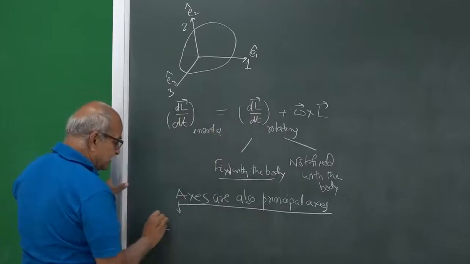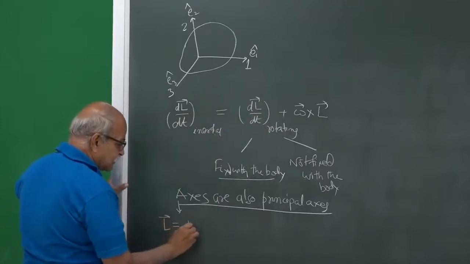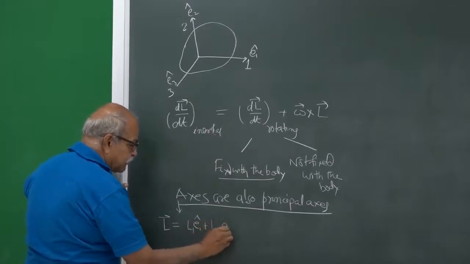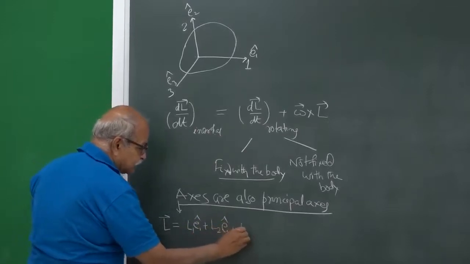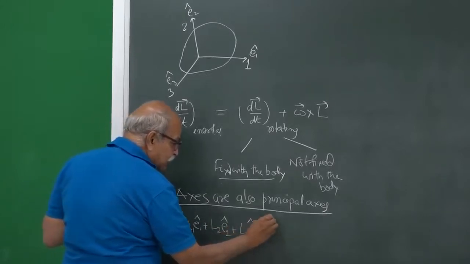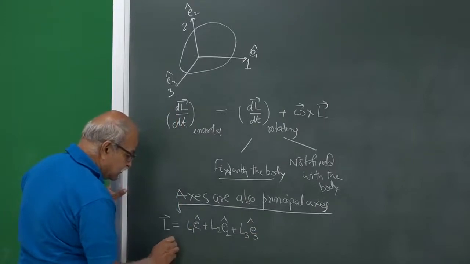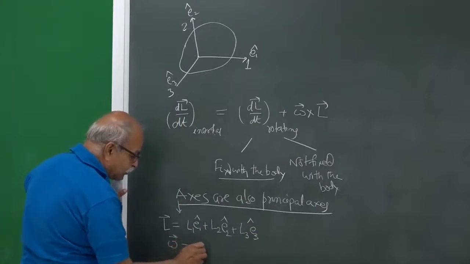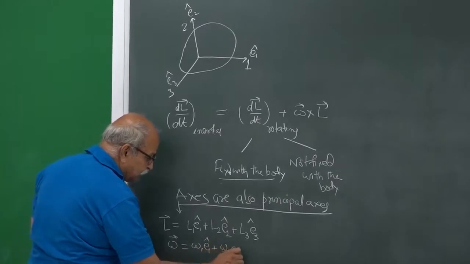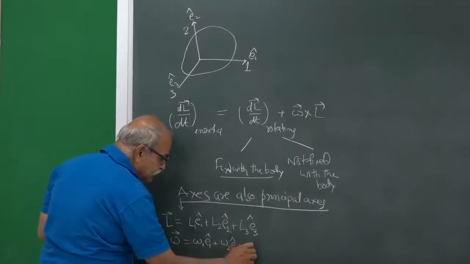In the rotating frame, you will write L as L1 e1 cap plus L2 e2 cap plus L3 e3 cap, and this omega you will write as omega 1 e1 cap plus omega 2 e2 cap plus omega 3 e3 cap.